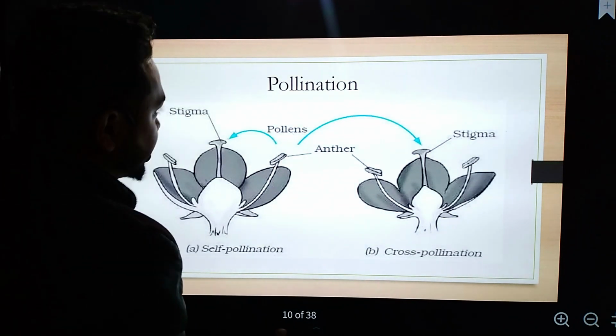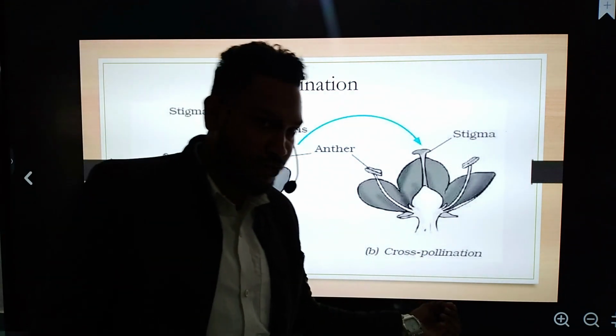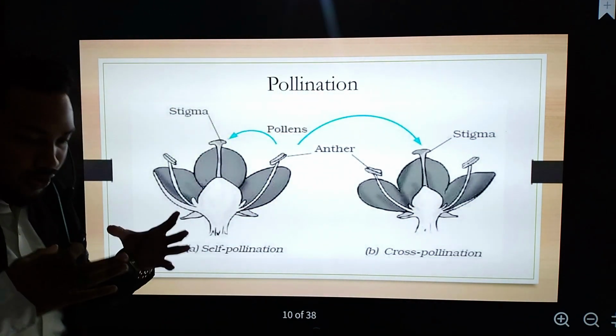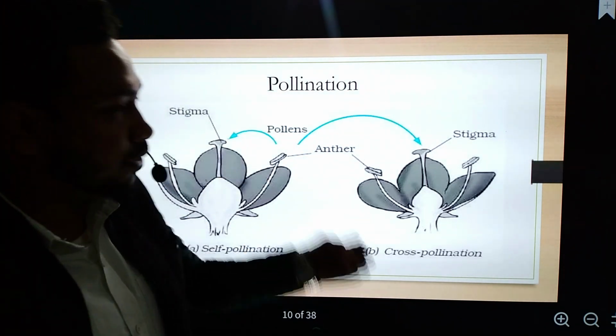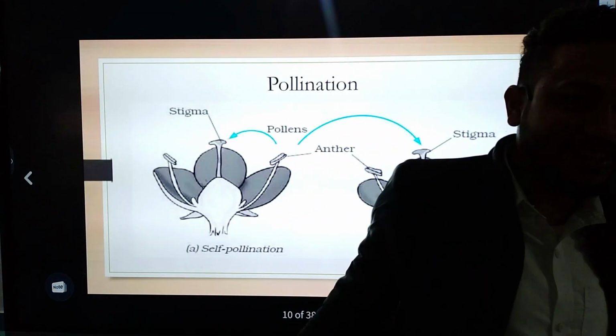So now just see pollination. There are two types of pollination. One is known as self-pollination, another one is known as cross-pollination. Self-pollination means whenever the pollination occurs on the same plant, that is known as self-pollination. When the pollination occurs from one flower to another flower of a plant, that is known as cross-pollination.